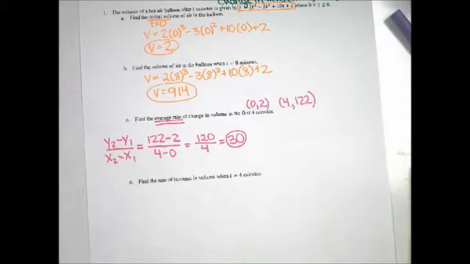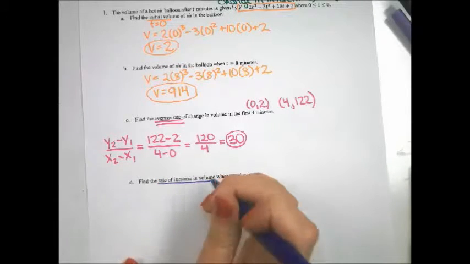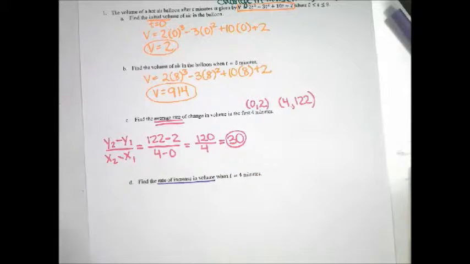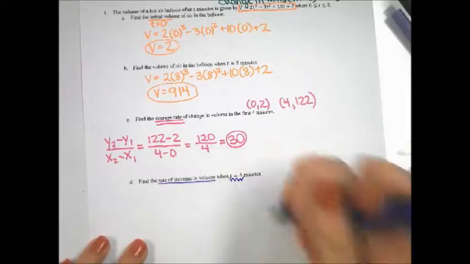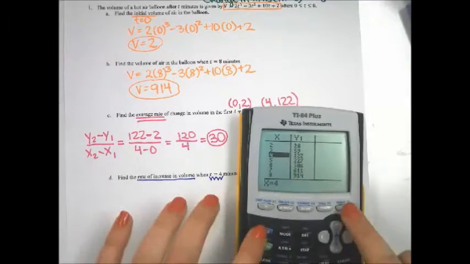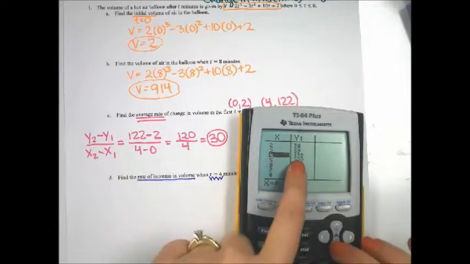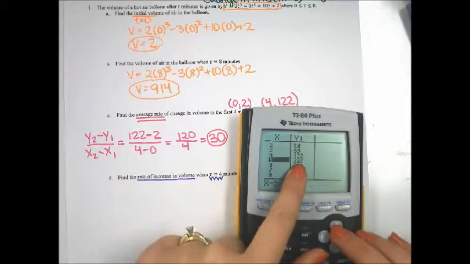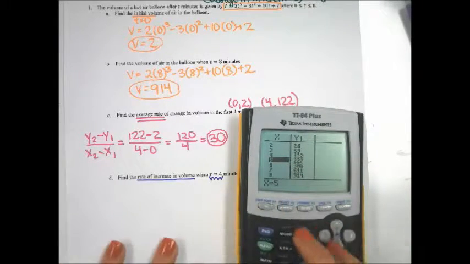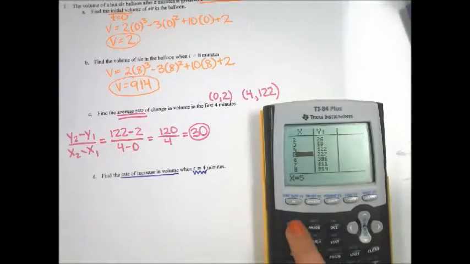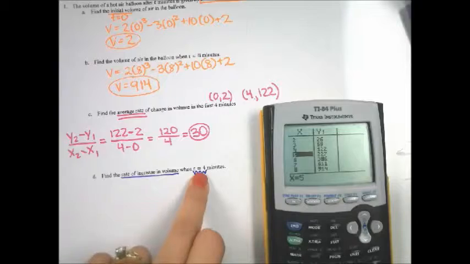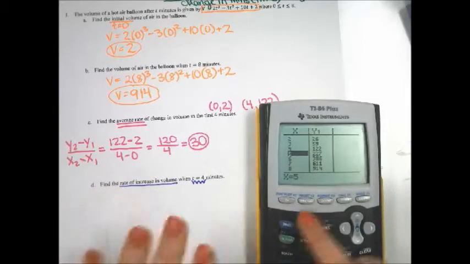Part D says find the rate of increase in volume when t equals 4. Now this wants the rate of increase in volume. It does not say just what's the volume, it says what's the rate of increase of volume when t equals 4. Well, when time is 4 from my table, it does look like it's going up. Because at 3 it's 59, 4 it's 122, 5 it's 227. So at 4 it is increasing, so I should expect to have a positive rate of change. So you could, algebraically, find the derivative, figure out what the derivative is at 4, and that would be your answer.